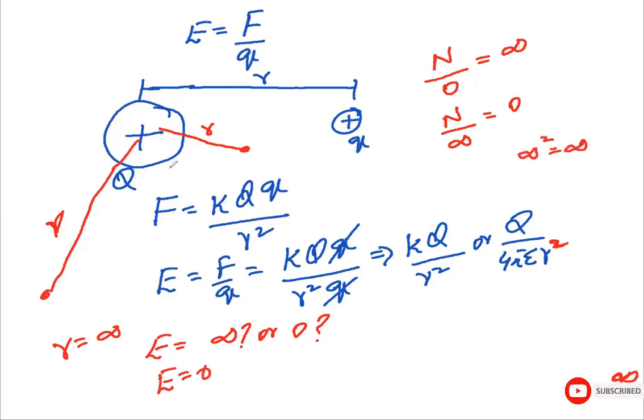So if you want to measure the electric field strength at this point, then the electric field strength will be equal to 0 at the infinite point.